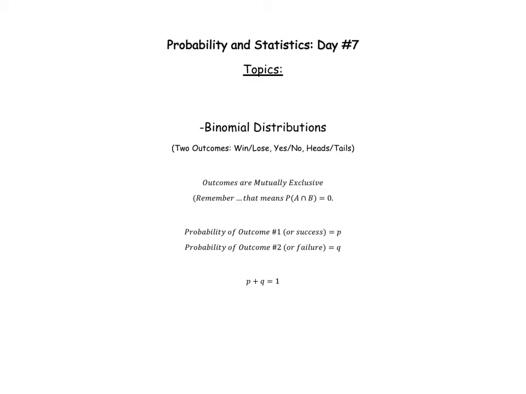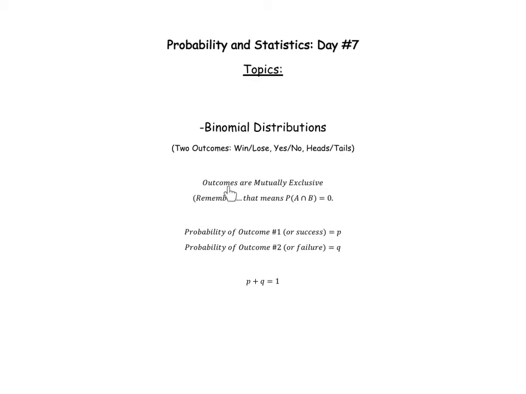So a binomial distribution is an example of a discrete random variable where the number of possible outcomes is 2. So for example, you could win or lose, a yes or a no, a heads or a tails, and anything else in that context.